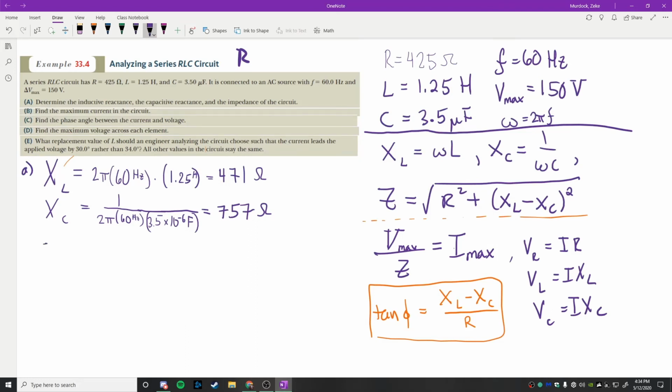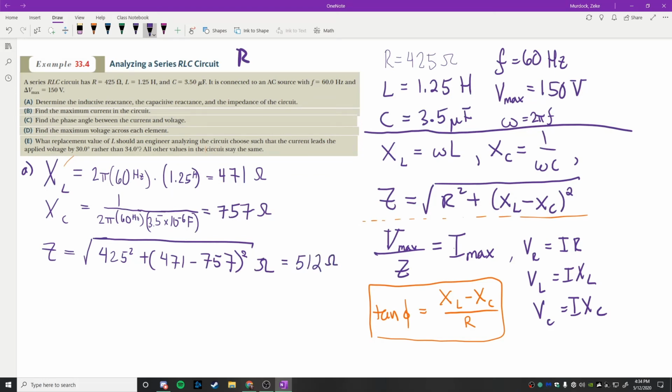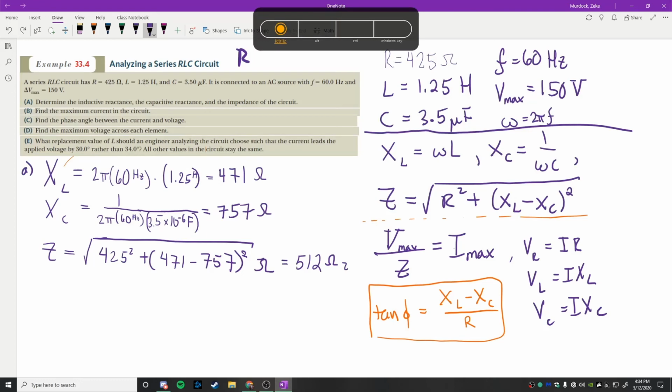The impedance, right? Okay, so impedance is going to be the square root of R squared, so that's 425 squared, plus XL minus XC, so that's going to be 471 minus 757. Did I already make a mistake? We take this, that's squared, and then we take the square root of it, and that's all going to be with a symbol of ohms at the end. 512, is that what you got? Let's see. So that makes sense, because this is going to be about 300, so 400 squared plus 300 squared should be about 500 squared, right? It's like a 3, 4, 5 triangle, not quite, but close. Is that right? And that's going to be the impedance Z. Equals Z.